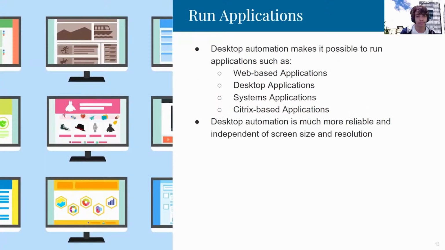Next, RPA is also capable of running applications. Another capability of RPA is running applications. So with desktop automation, RPA robots are capable of running different types of applications, such as web-based apps, desktop apps, system apps, and even Citrix-based apps, as I have mentioned earlier.